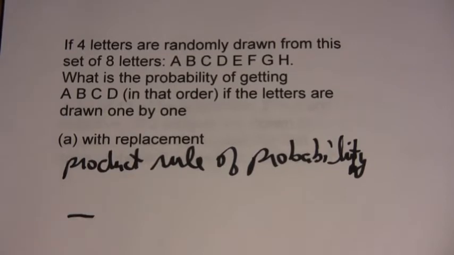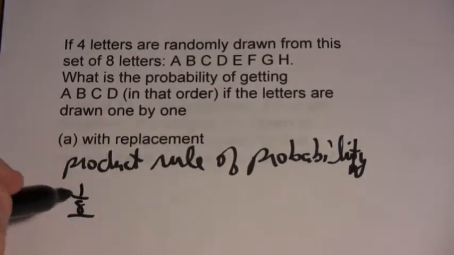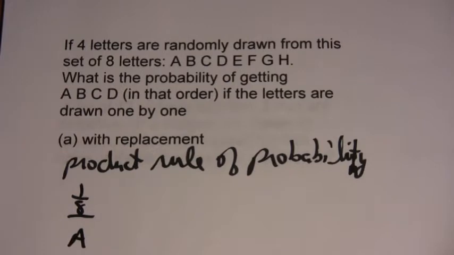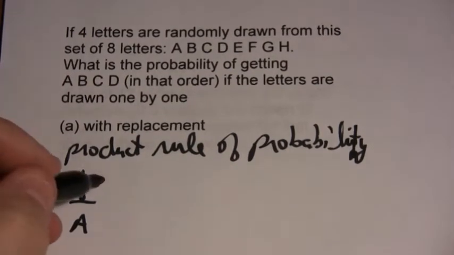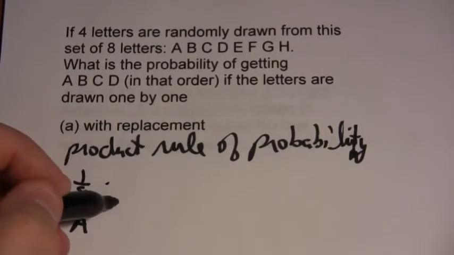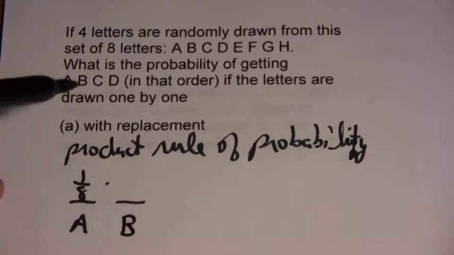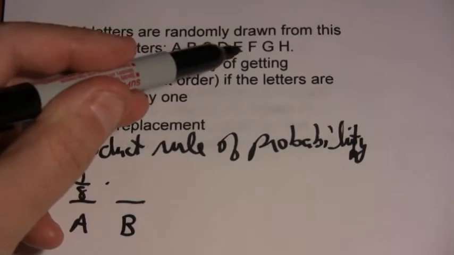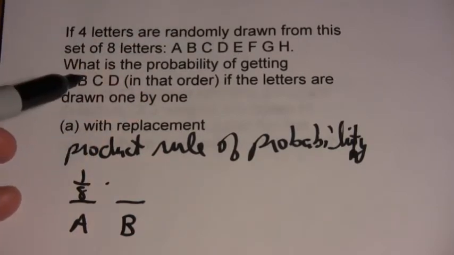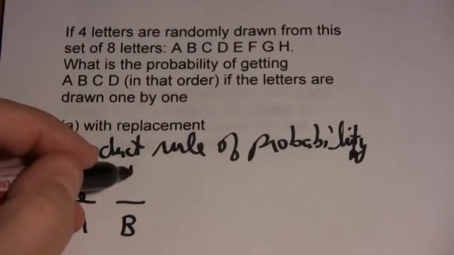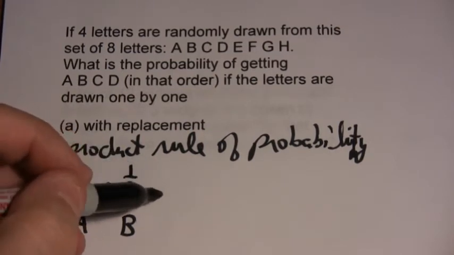What's the probability of getting, I want it to be an A. Well, there are 8 letters and I want to draw an A, so the probability of drawing an A is 1/8. And then I want to draw a B. Well, what's the probability of drawing a B? Well, if I'm putting the letters back, there are still 8 letters, and there's 1 B out of 8, so it's also 1/8.